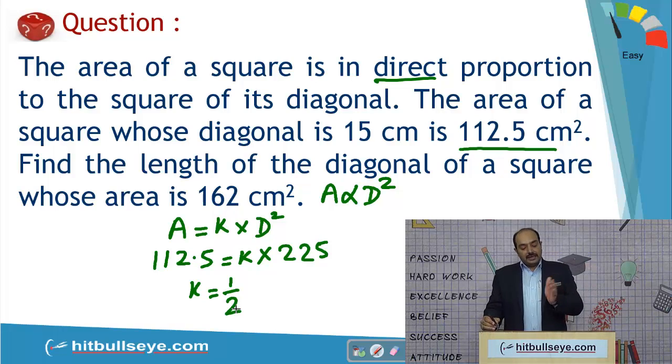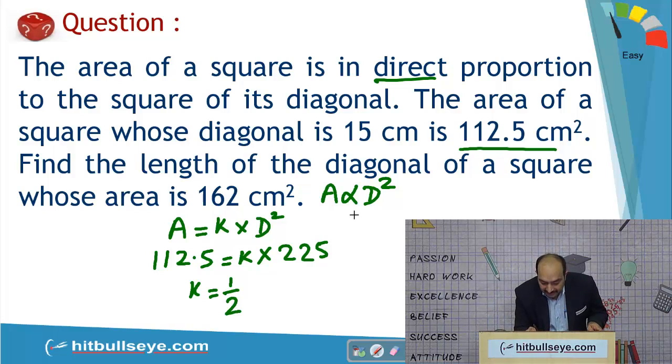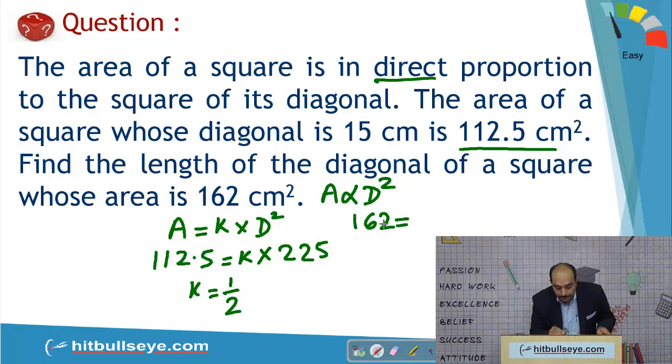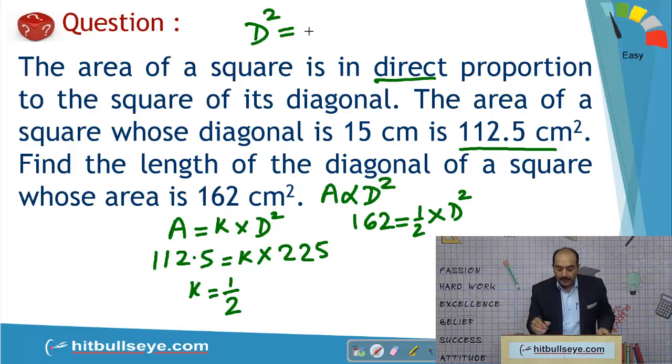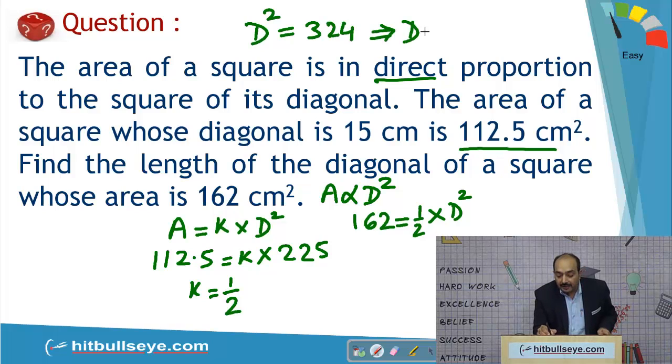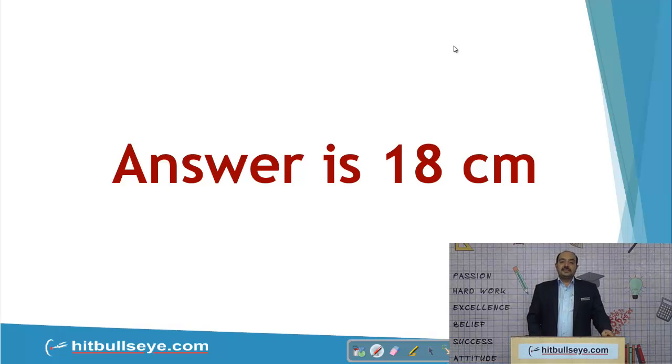So find the length of the diagonal whose area is 162. So we can say 162 equals the area equals the constant, which is half, into d square. Solving this equation, we'll get d square as 324, gives us the value of the diagonal as 18. Moving down to the next question. So we solved it. Answer is 18 centimeter.